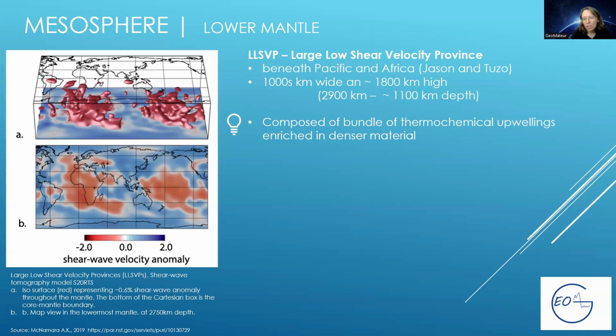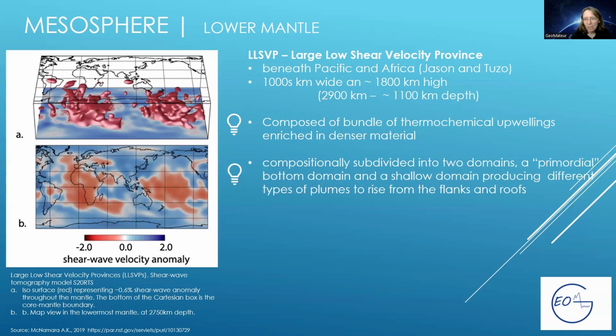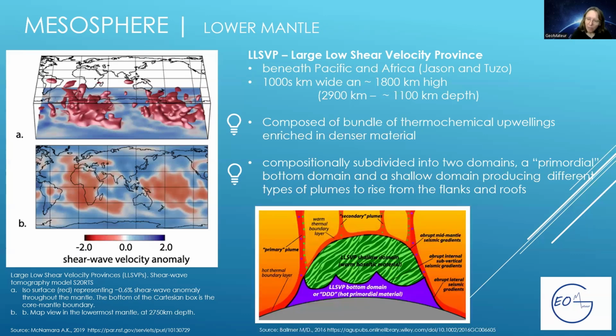There's a theory they are composed of a bundle of thermochemical upwellings enriched in denser material, and compositionally they are divided into 2 domains, a primordial bottom domain and a shallow domain, producing different types of plumes that rise from the flanks and roofs. There's a wonderful cartoon presenting the large low shear velocity provinces. And the study of large-scale heterogeneity within LLSVPs has important implications for understanding the evolution and composition of the mantle.